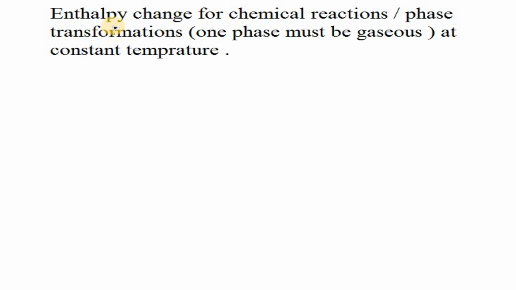So today in this video we're going to talk about enthalpy change for chemical reactions, or it could be phase transformation also. So the condition is one phase must be gaseous and the temperature should be constant over here. So let's see the enthalpy term that is valid for all cases. H equals U plus PV.